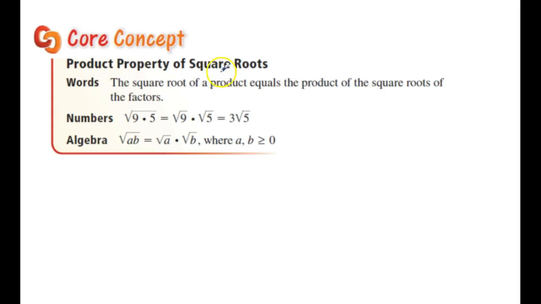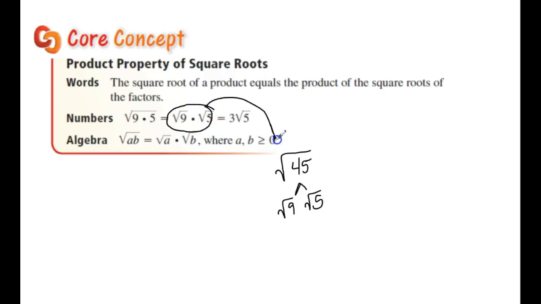So let's look at our product property of square roots. The square root of a product equals the product of the square roots of the factors. Okay, let's break this down. So if I start with the square root of 9 times 5, which is 45. Okay, so if I see that I have this square root of 45, this can be broken down, because it's the square root of 9 times the square root of 5, is what we're showing here. And I use 9 because I know what the square root of 9 is, right? The square root of 9 is 3.